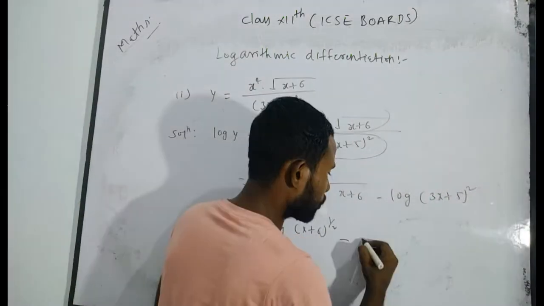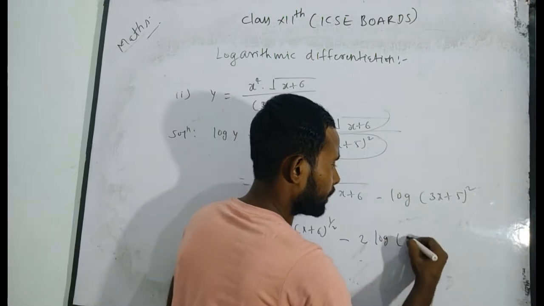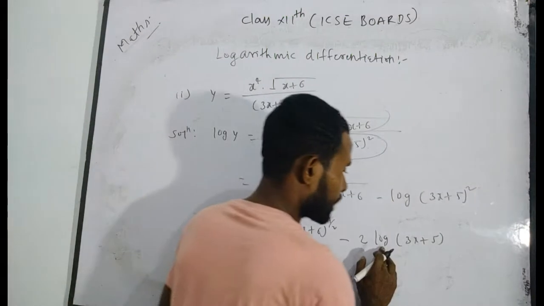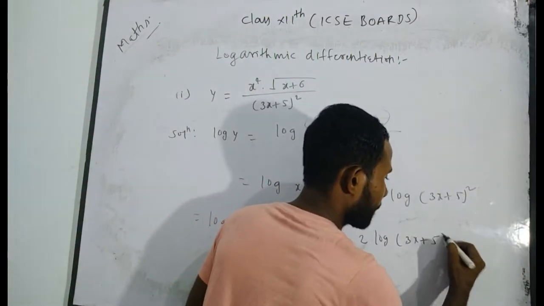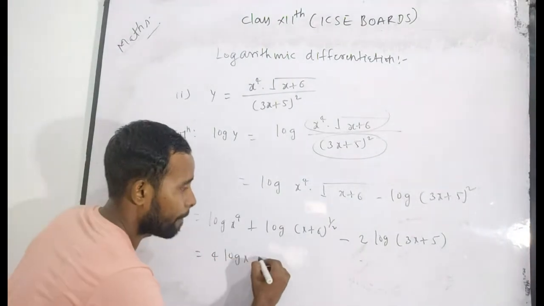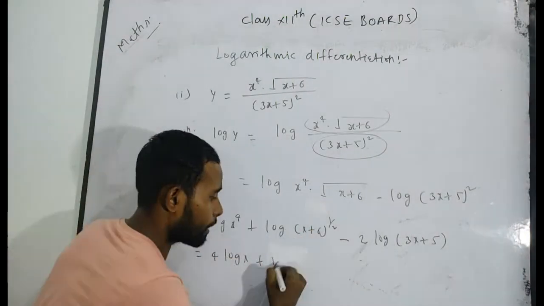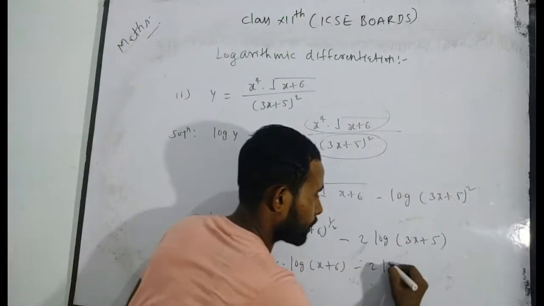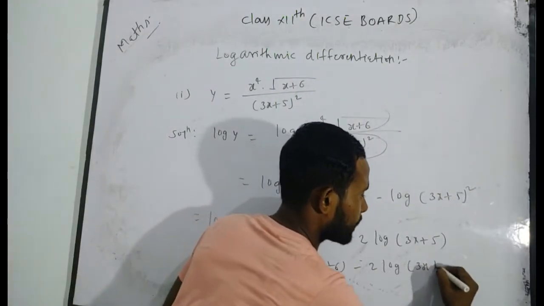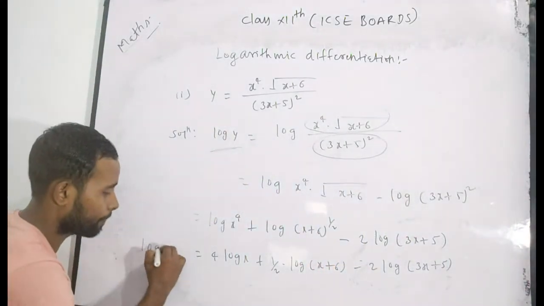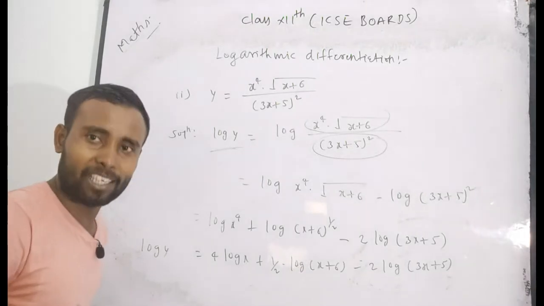Minus. Can you take 2 here using a log property? I think you understand. That means minus 2 log (3x+5). Now, simply write here 4 times log x plus 1 upon 2 into log (x+6) minus 2 times log (3x+5), which is log y. I think you understand.